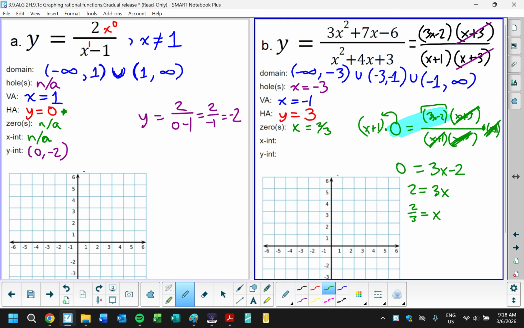Now I'm kind of running out of space. I'll try to squeeze this in. I might have to erase. So x-intercept, when x is 2/3, y is 0. There was no other possibility. Again, you almost wanted to say negative 3 was a possibility.